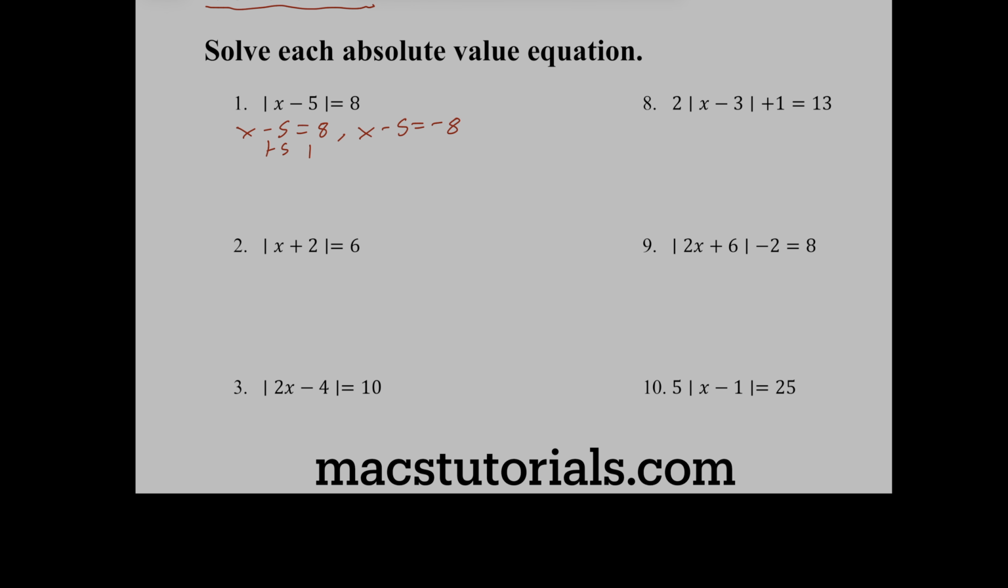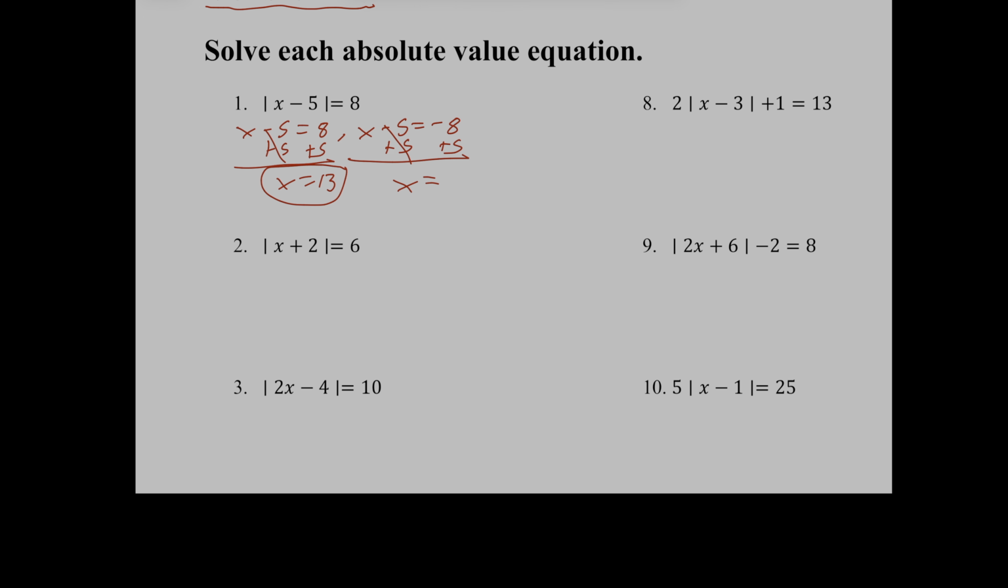I'll show you. Watch. We're going to add 5 to both sides. I'm going to get x equals 13 as one answer. And now I'm going to add 5 to both sides here. And I'm going to get x equals, signs are different, subtract, keep the sign of the bigger number, I'm going to get a negative 3.